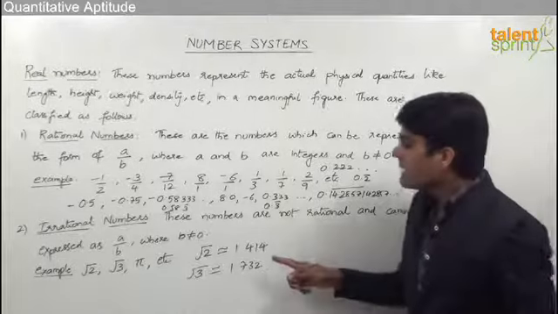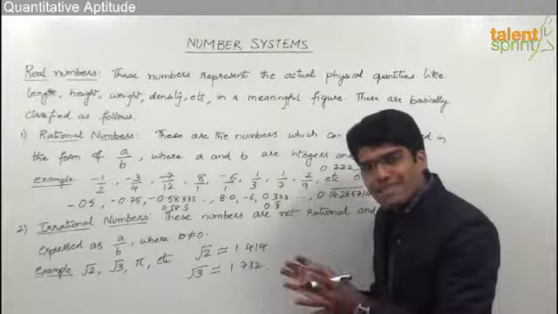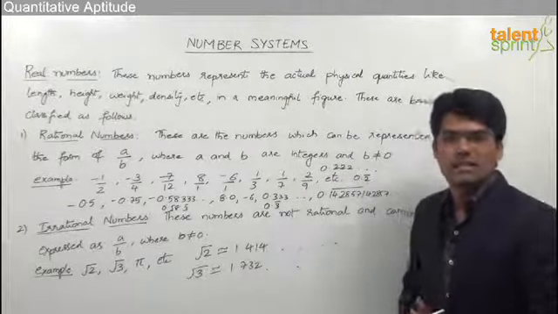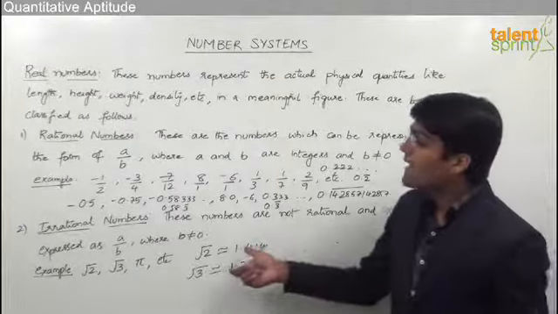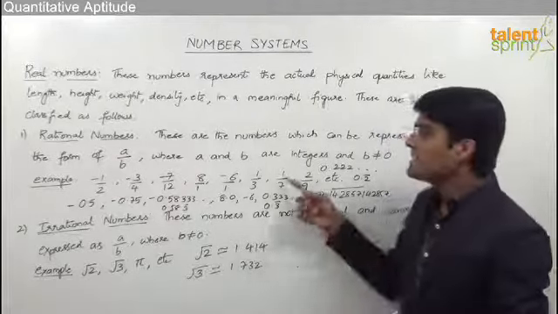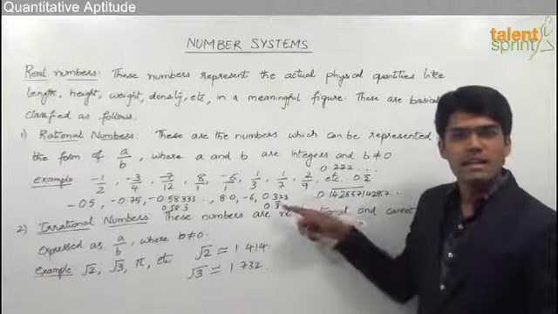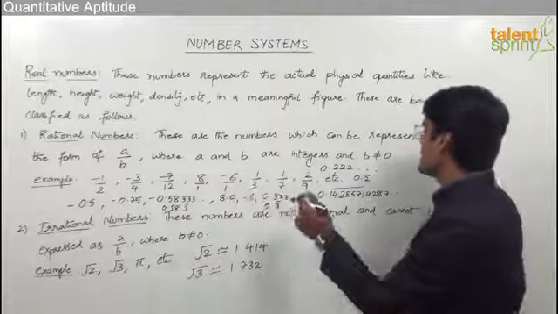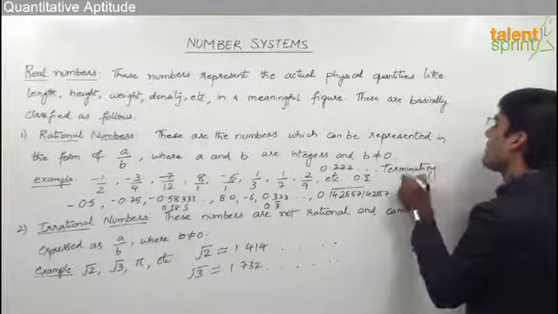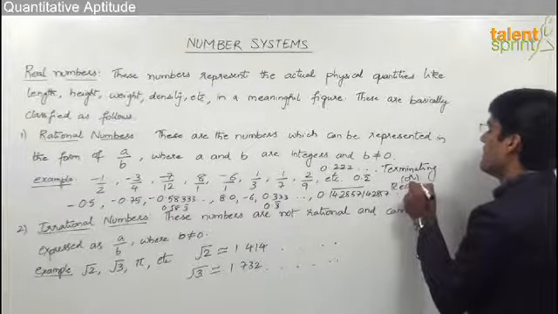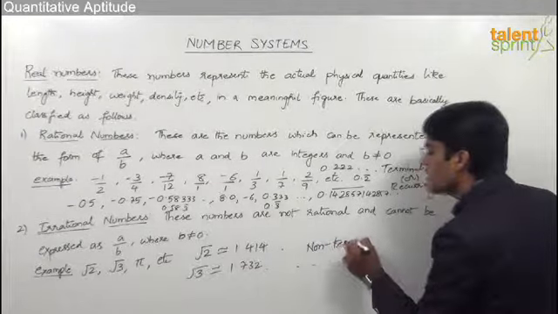And at the same time, they are non-recurring in nature. That means there is no particular digit or no particular set of numbers which occurs again and again at regular intervals. So the numbers which are non-terminating and non-recurring are called irrational numbers. So that is the basic difference between rational and irrational numbers. Rational numbers are either terminating or recurring in nature, whereas irrational numbers are non-terminating and non-recurring.